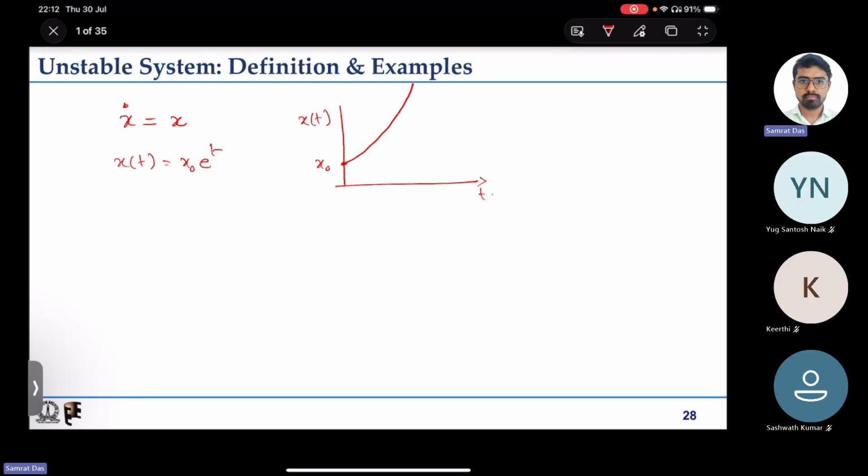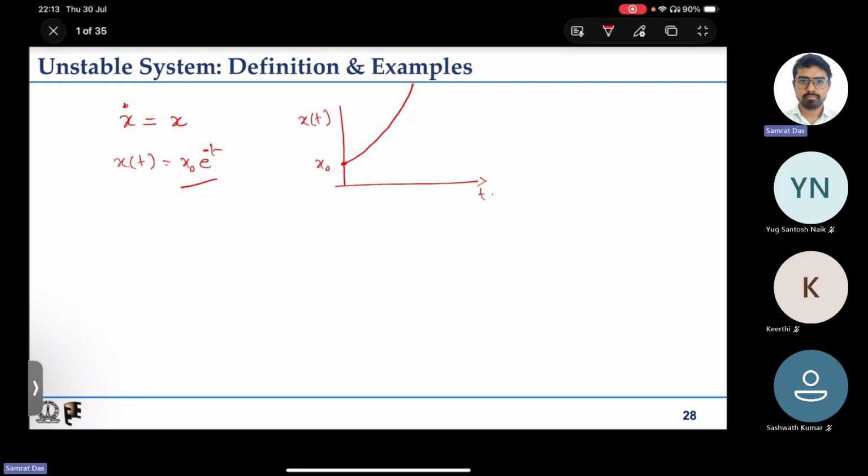It is one example. So for all exponential systems, if the sign of the power is not negative, but positive, then obviously it is an unstable system.